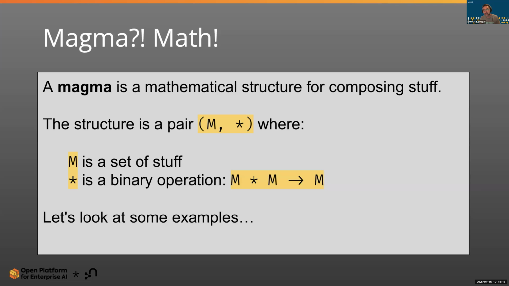A magma is a mathematical structure. It is the basic structure of composing stuff. As a mathematical structure, it's really a pair of two things: M and the star, as I'm designating it, where M is some set of things, and a star is just a binary operation on those things. So that if you have some M, you apply the star to another M, you get yet another M. That's the basic idea of composition, and that's called a magma.